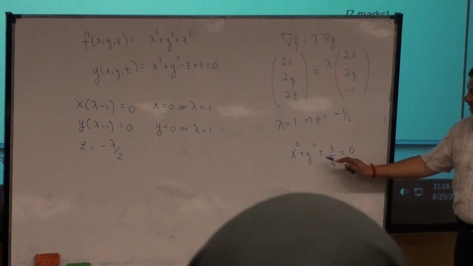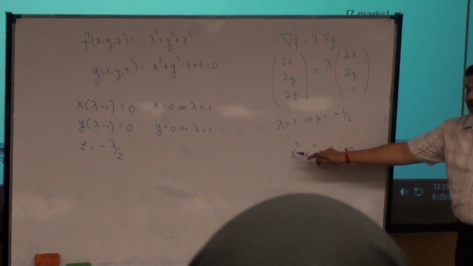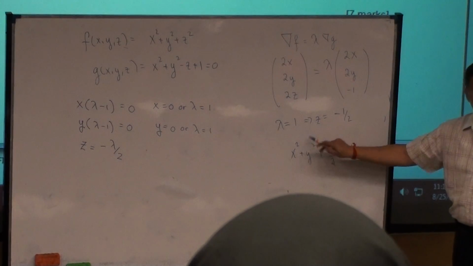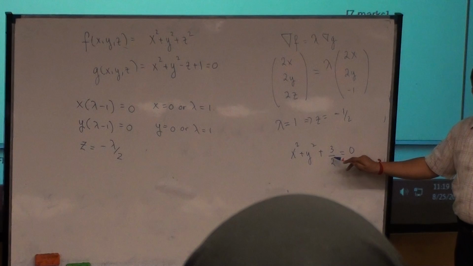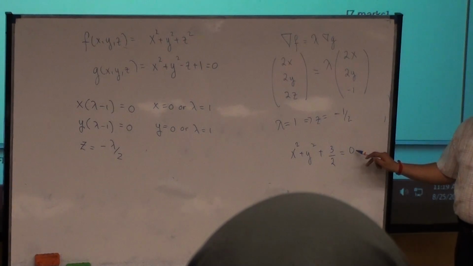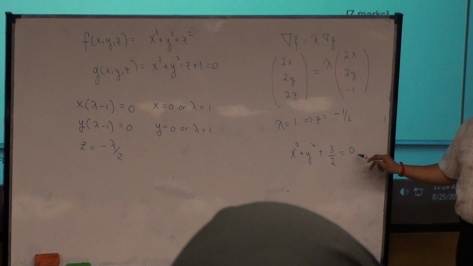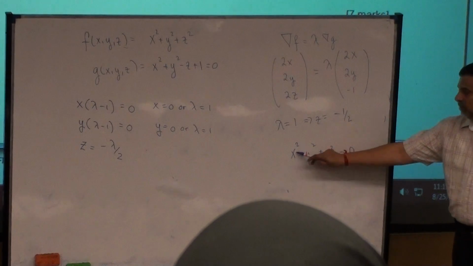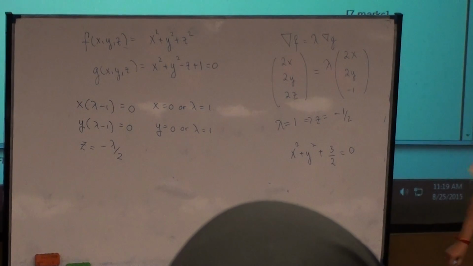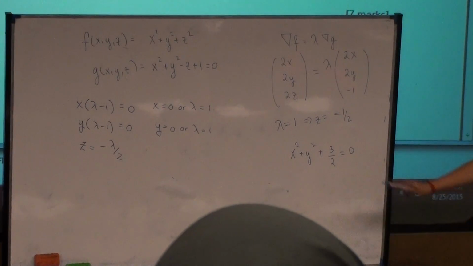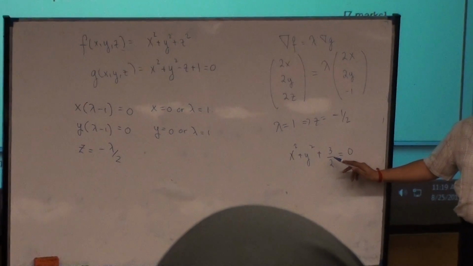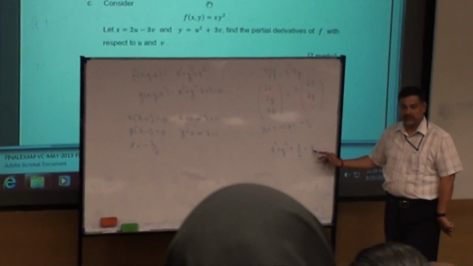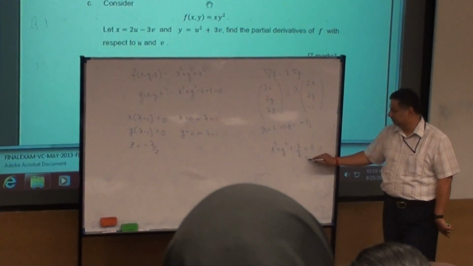It cannot be a solution because x and y, no matter what, this is always positive. When you add 3 over 2, it's always positive. So it can never be 0. No matter what value you put for x and y, x squared plus y squared will always be positive. So this value will always be greater than 3 over 2. It will never be equal to 0. So there is no solution here.